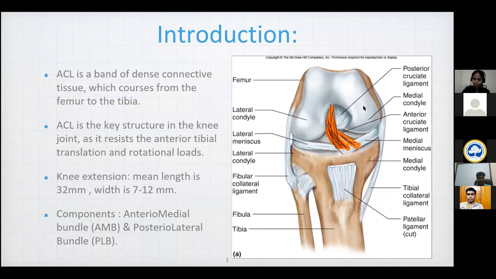At knee extension, the ACL has a mean length of 32 mm, and the width is about 7 to 12 mm. There are two components in ACL. One is the anterior medial bundle, and the other is the posterior lateral bundle. We'll discuss the anterior medial bundle and posterior lateral bundle in detail later.